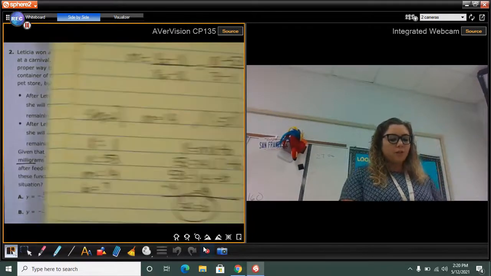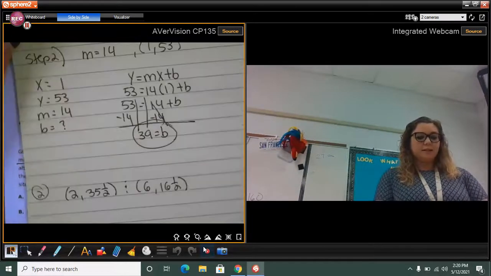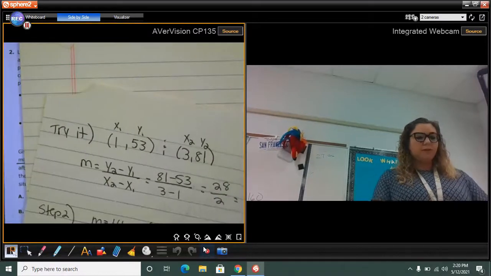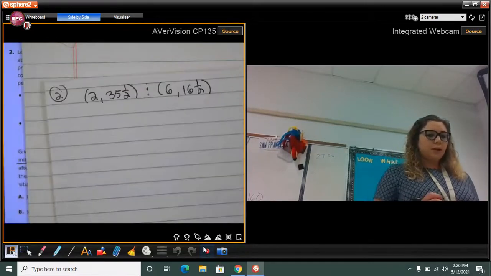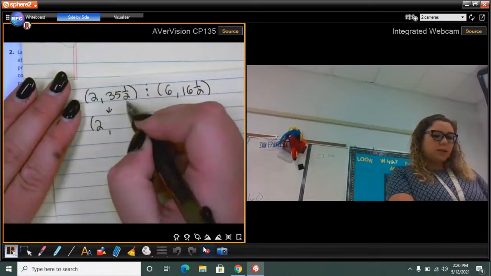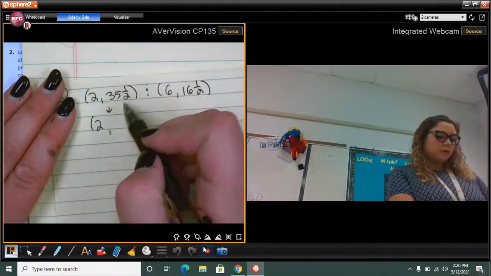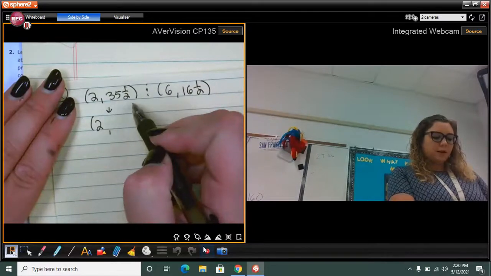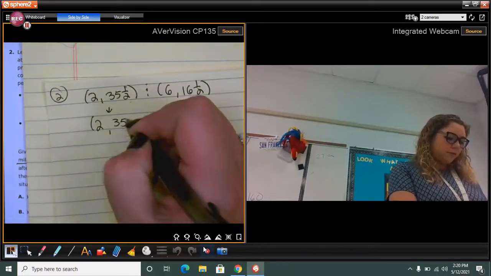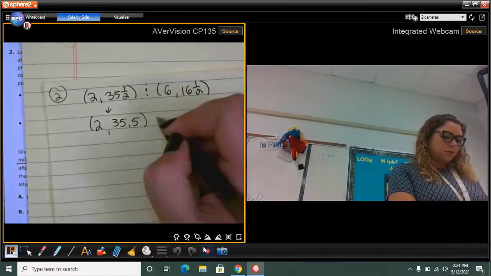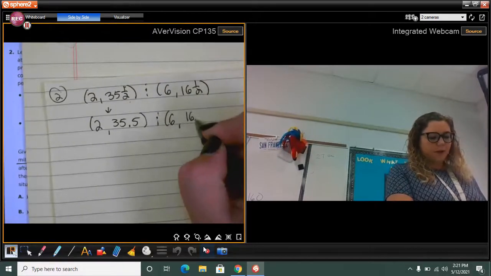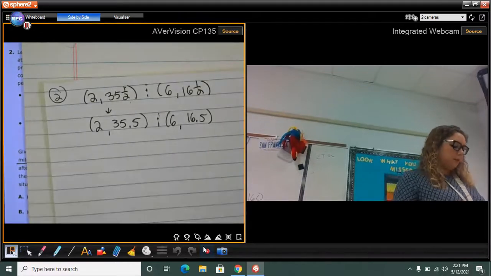Now, I don't know about you, but I am not a fan of fractions. So the first thing we probably need to do is get rid of my fractions. If I plug this into a calculator, I'm going to do 2 times 35 plus 1 divided by 2, and that's going to give me 35.5. For the other, you can realize that's a half, so it's going to be 16.5. Either way would work.